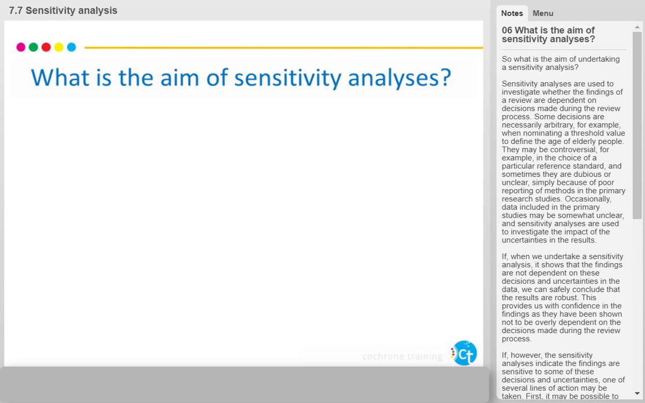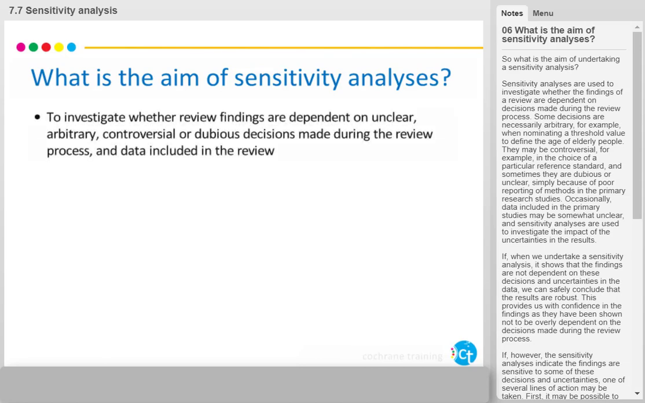So what is the aim of undertaking a sensitivity analysis? Sensitivity analyses are used to investigate whether the findings of a review are dependent on decisions made during the review process. Some decisions are necessarily arbitrary, for example, when nominating a threshold value to define the age of elderly people. They may be controversial, for example in the choice of a particular reference standard, and sometimes they are dubious or unclear, simply because of poor reporting of methods in the primary research studies.